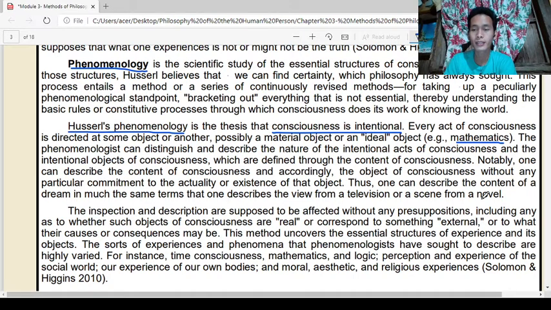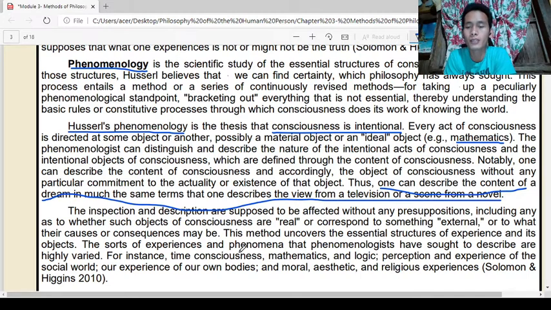Thus, one can describe the content of a dream in much the same terms that one describes the view from a television or a scene from a novel.